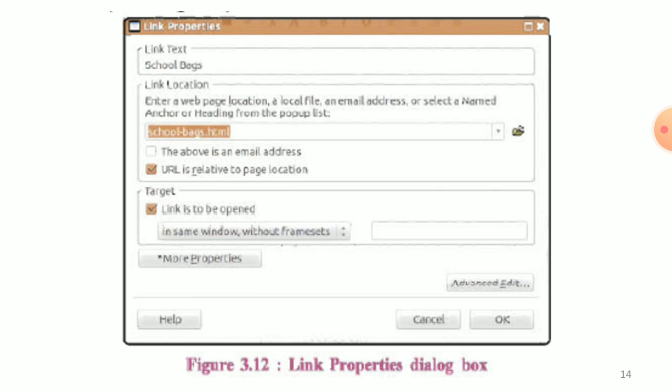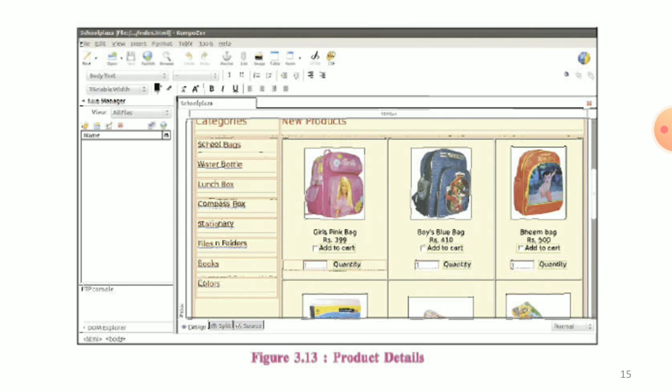Now let us insert the details of the new product on the home page in each cell of the table. We will insert an image of the item, name of the item, price, and an add to cart checkbox and quantity text box. Insert the image as discussed earlier. Add the product name and the price. Now insert a checkbox by going to the Form field.